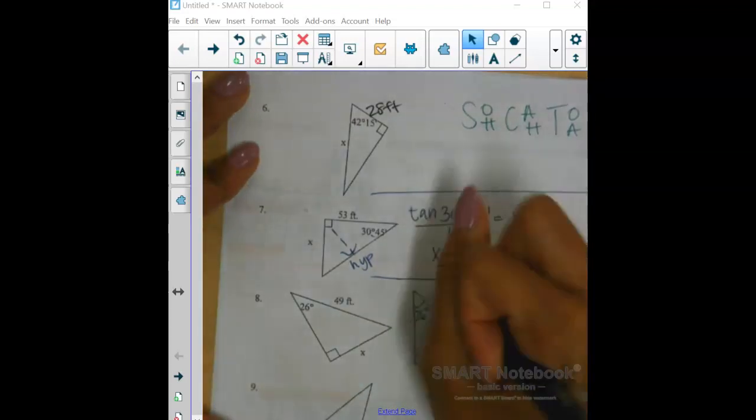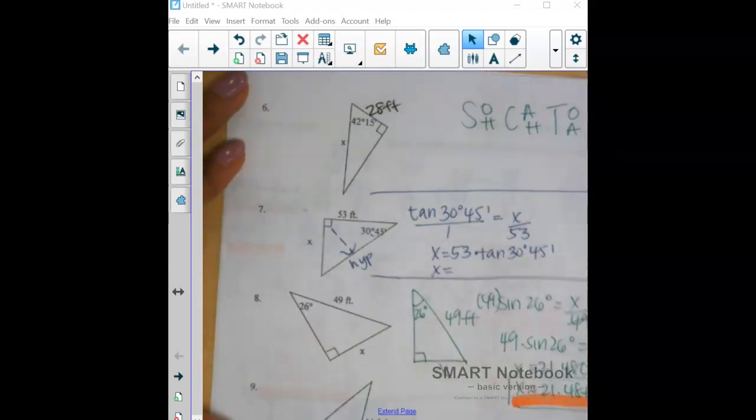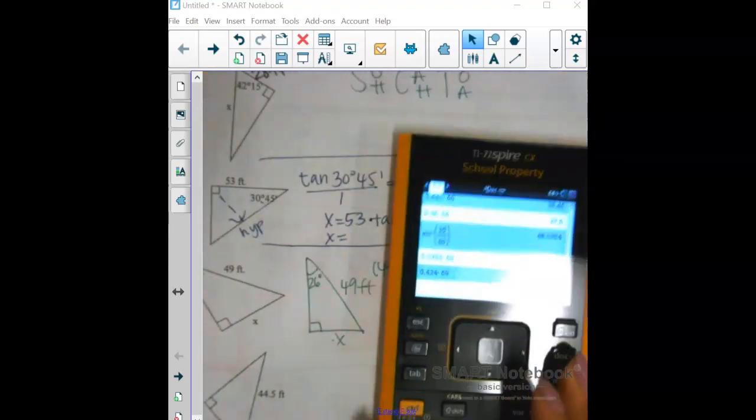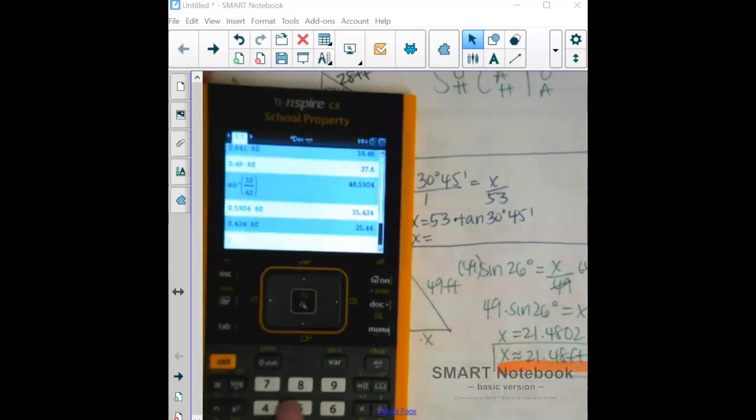Let me show you how to plug that in your calculator. And remember, instead of cross multiplying, if you want to multiply both sides by 53, that's just basic solving. Okay, so let's go ahead and plug this in. Double check that your calculator's in degree mode. We're going to do 53 times tangent of 30 degrees and 45 minutes.